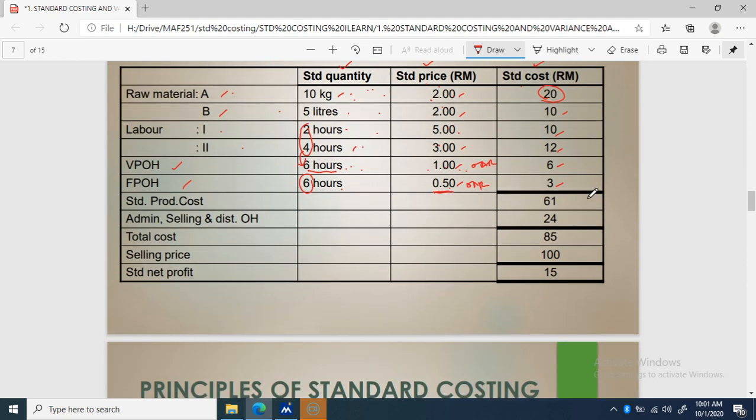Okay, then you total up. You get total production cost 61, plus other overheads, admin, selling, distribution, if any, 24. So you get total standard cost. Then the standard selling price is 100 ringgit. So you get standard net profit 15 ringgit. Okay, thank you.